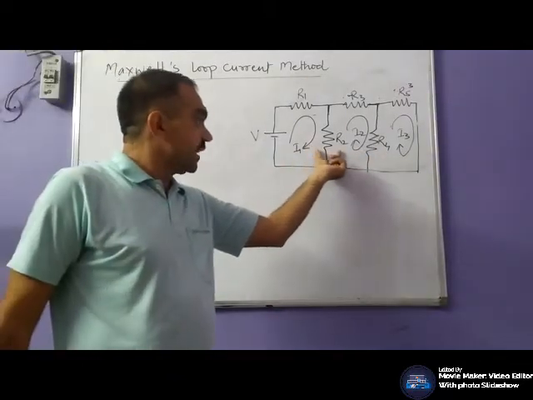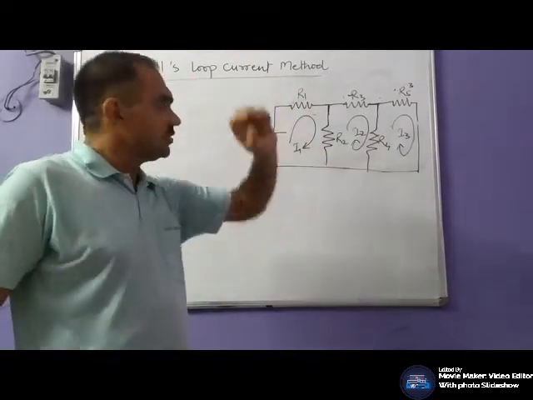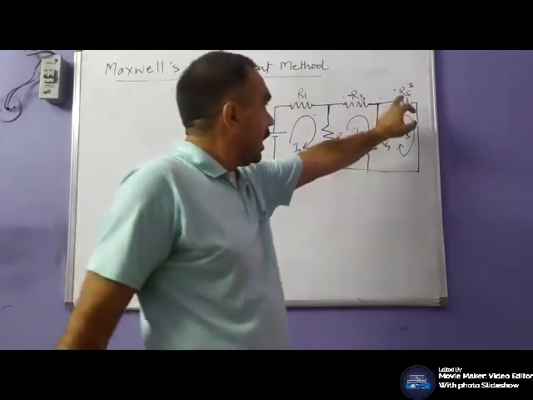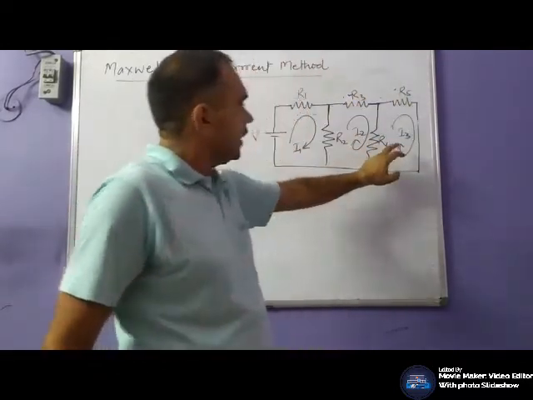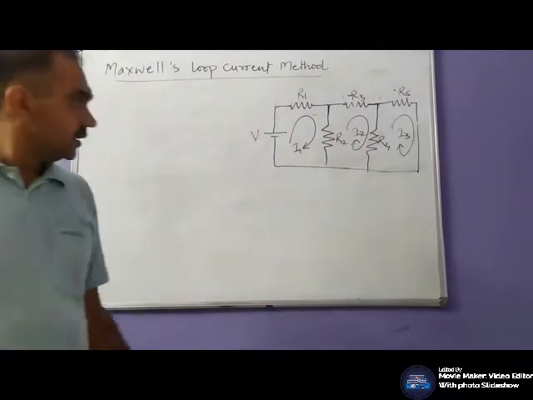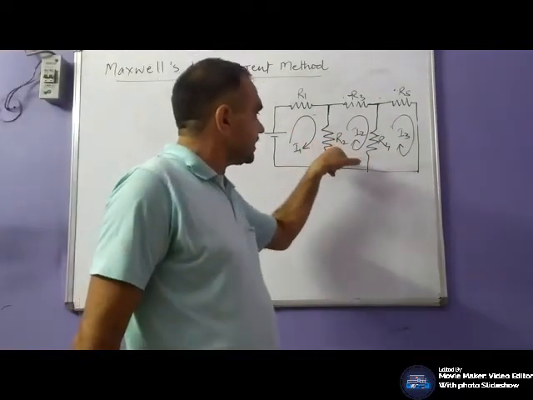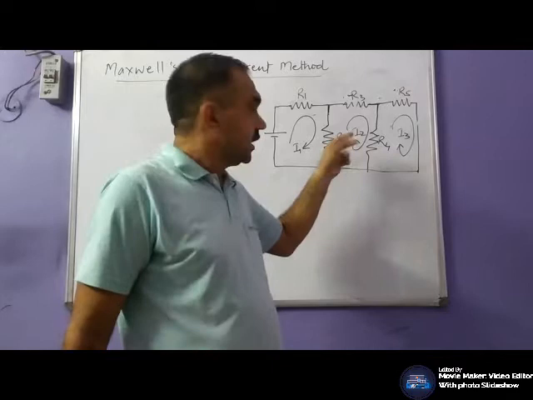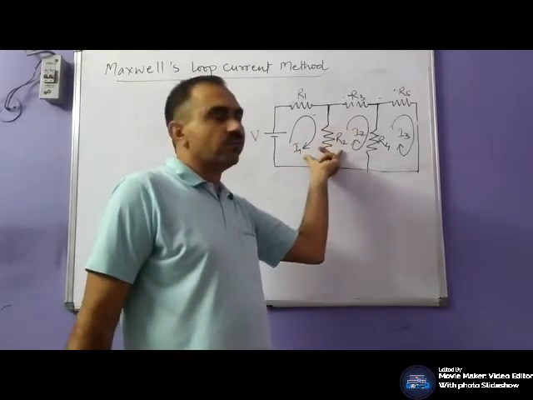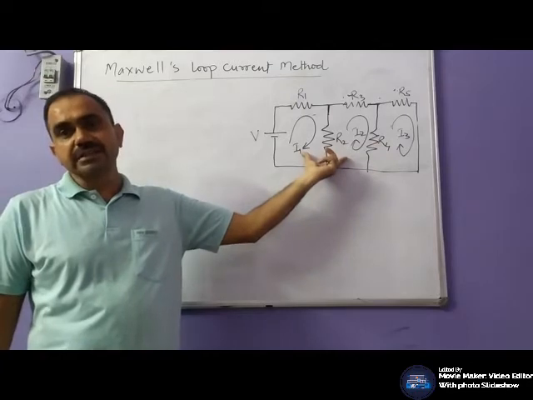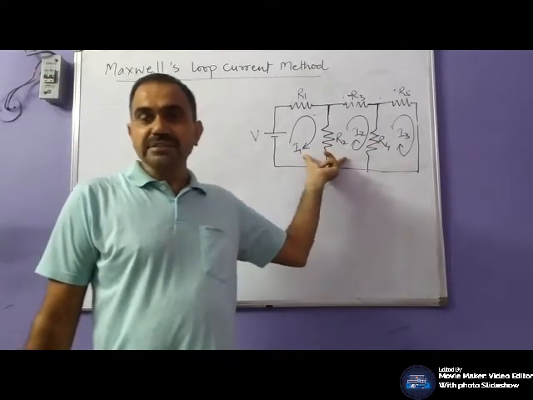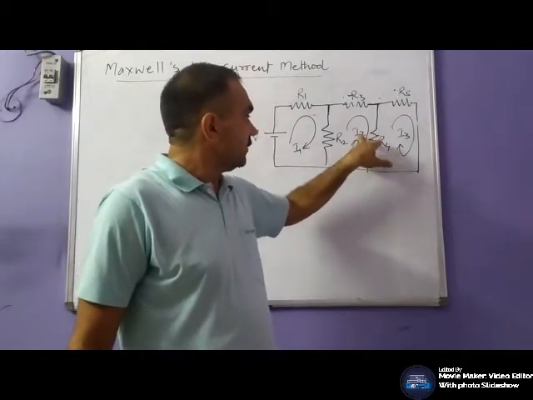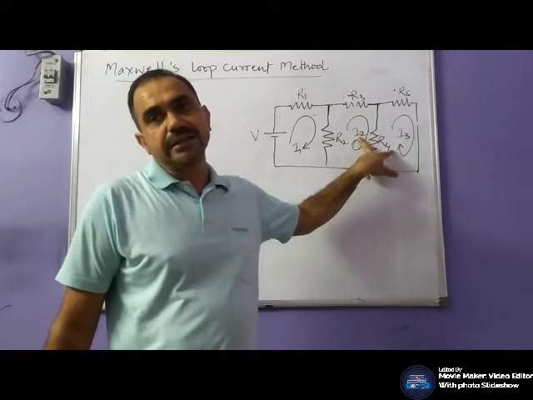What would be the current in this branch? R1 is okay, current is I1. R3 is okay, current is I2. R5 is okay, current is I3. What about the current in this resistance, R2? This will be the difference of these two currents, I1 minus I2 or I2 minus I1. Likewise, in branch R4, the difference of I2 and I3.